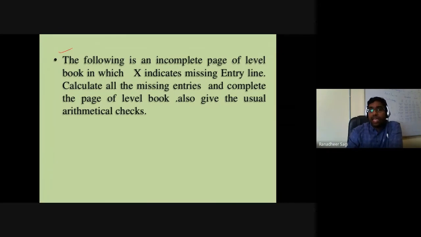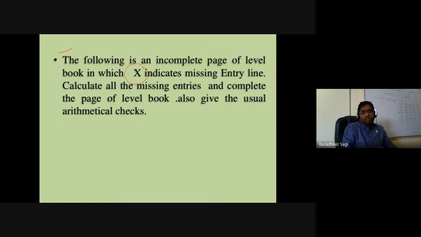The following is an incomplete page of your level book in which X indicates missing entries of those respective line for the work which you have carried out. Calculate all the missing entries and complete the page of level book. Also give the usual arithmetic checks. So you are also required to apply your arithmetic checks, and with that, try to understand whether the missing entries which you have calculated are correct or wrong.